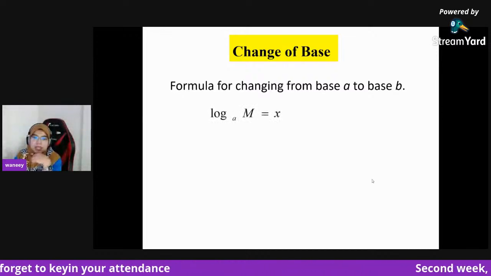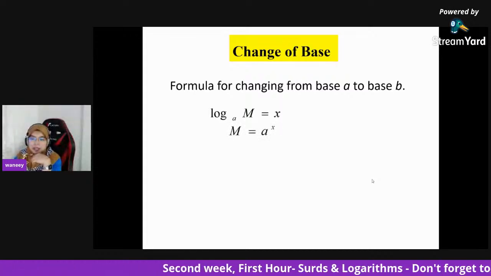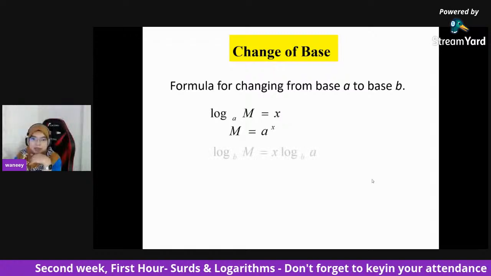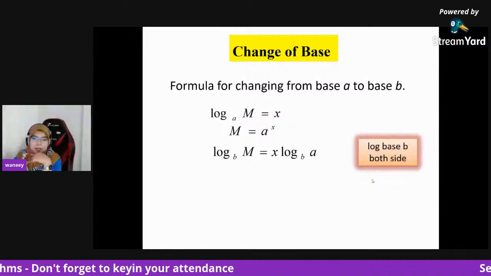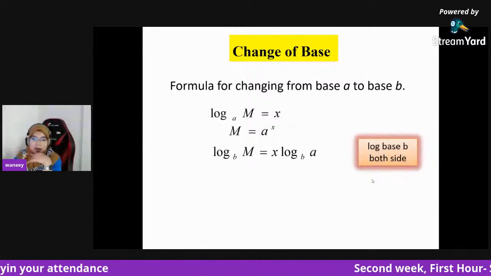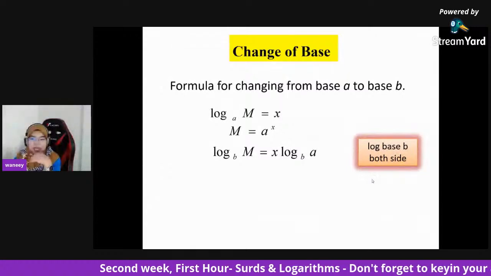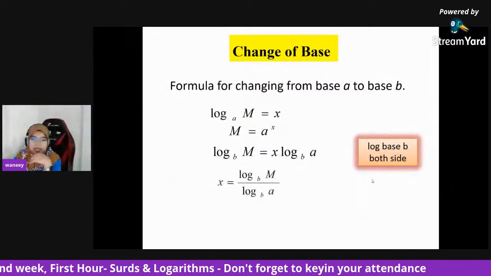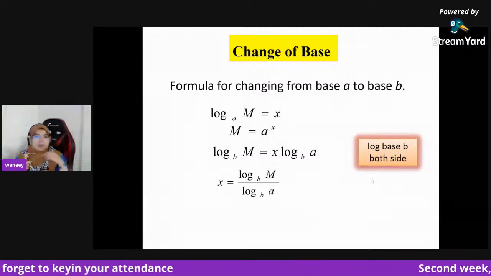Okay, so log_a M is equal to x. That means M is equal to a to the power of x. If we have log_b M, log_b M is equal to x log_b a, so we have to apply log base b on both sides. That means x is simply log_b M over log_b a.